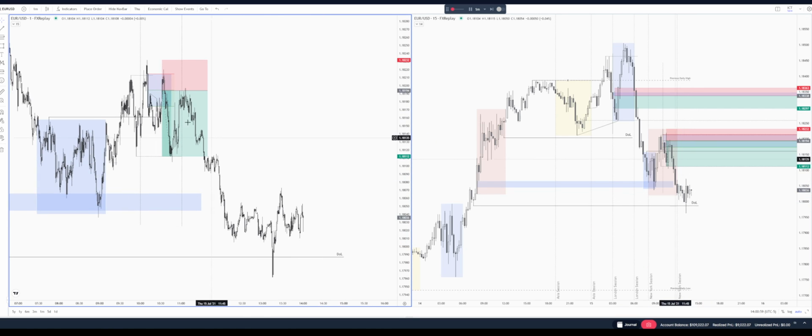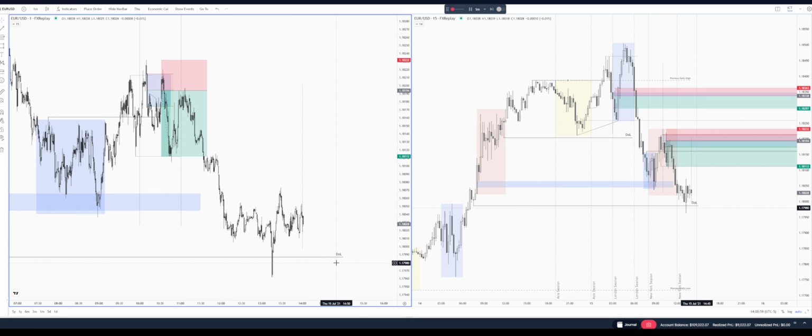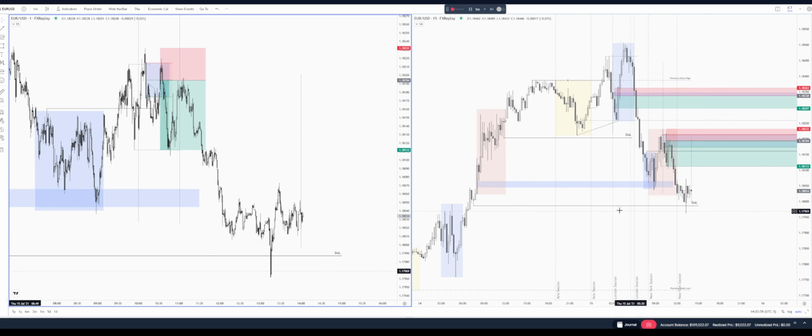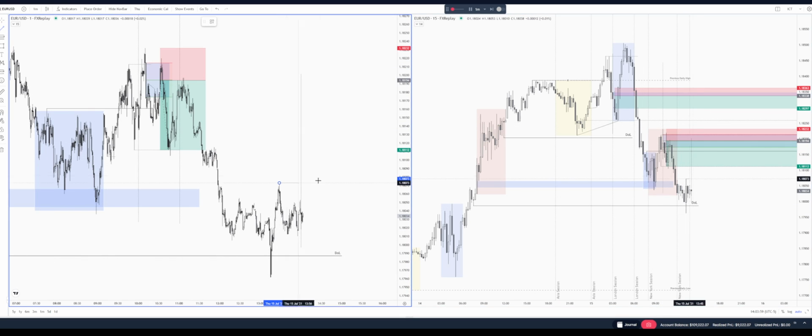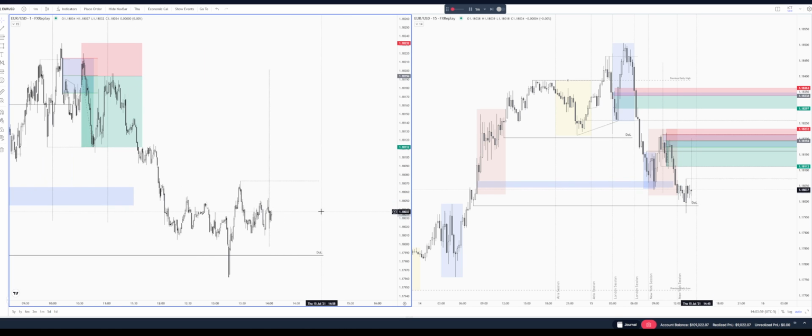So we arrived at the next silver bullet session starting at 2 p.m. But it does seem like we already took out the drawn liquidity right here, which I was anticipating. We know that the volume has likely died down because we are in the PM session and there is nothing really to target other than the short-term liquidity. So I would say this would be a valid target.